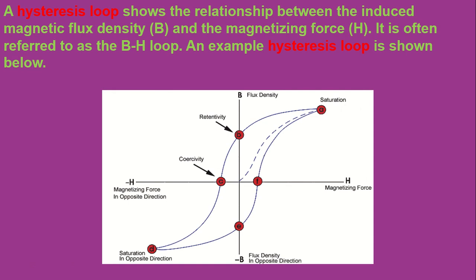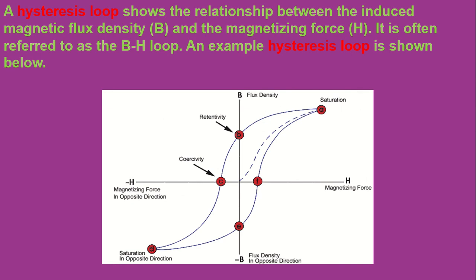So this is a cyclic process, and that is why this phenomenon is known as hysteresis. Here the curve O, A, B, C, D, E, F is known as the hysteresis loop. So we can give the definition of hysteresis loop.